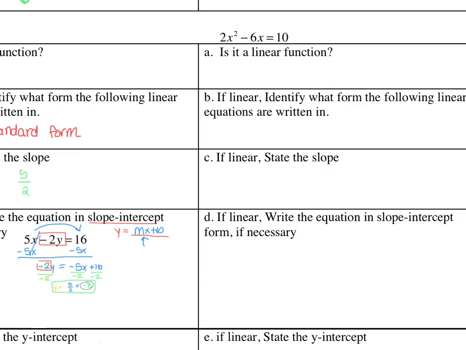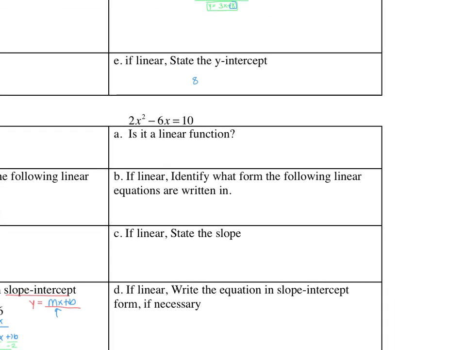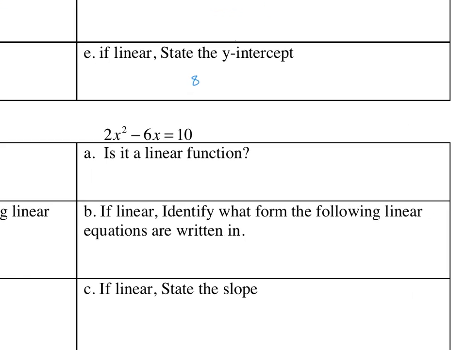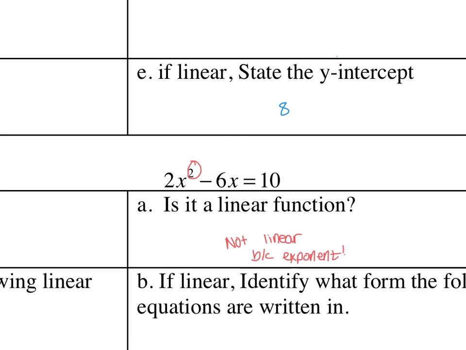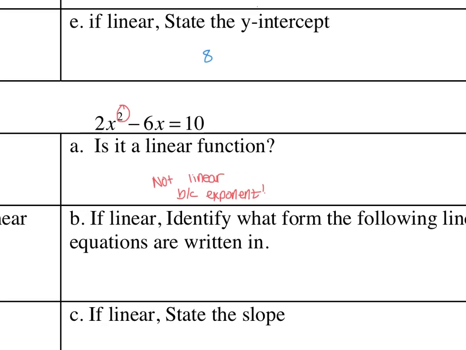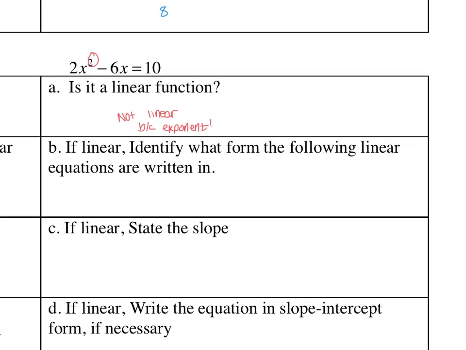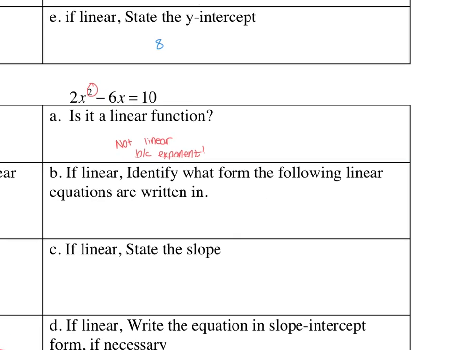You're probably about to say, why are we doing another one of these? Well, it's actually straightforward. I have to ask myself, is this a linear function? Well, I got an exponent with my x. It's not linear. The minute you see that exponent, it's not linear. So it's not linear because of the exponent. We can't do B because it's only allowed if it's linear. We can't do C because it only works if it's linear.